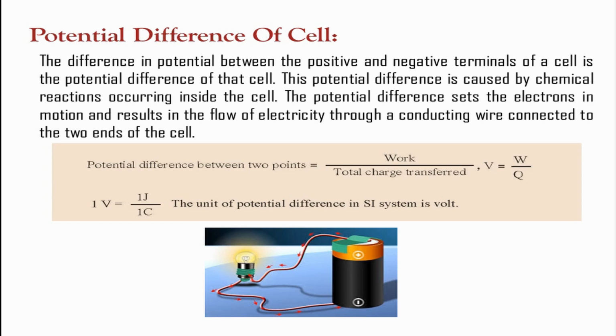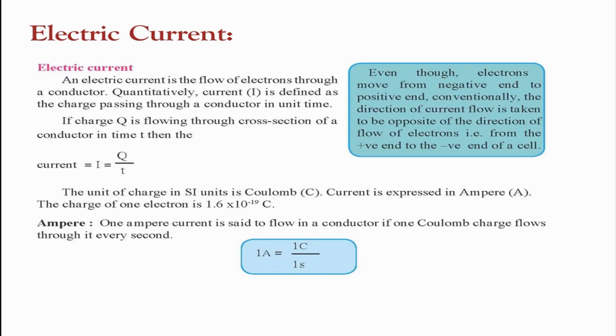1 volt will be there if 1 joule upon 1 coulomb is there, that is, the work done will be 1 joule for moving 1 coulomb of charge from one potential to another potential. So the work done upon the charge will be the potential difference. The unit of potential difference in the SI system is volt.